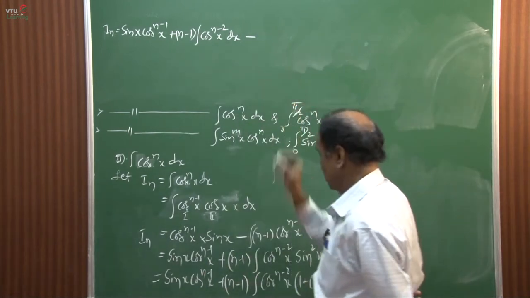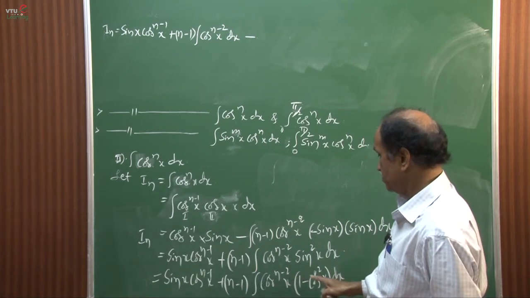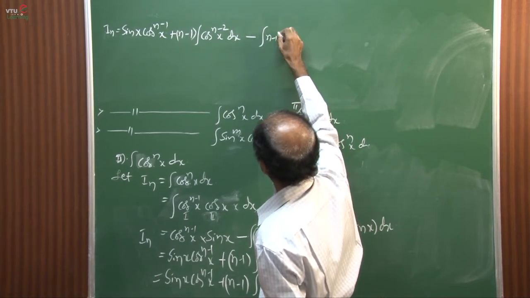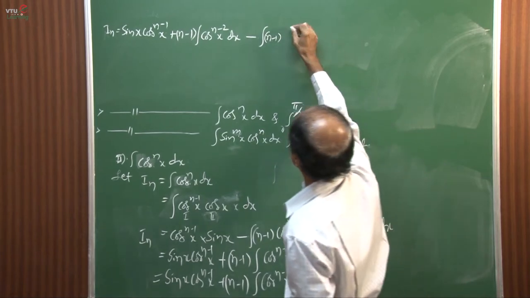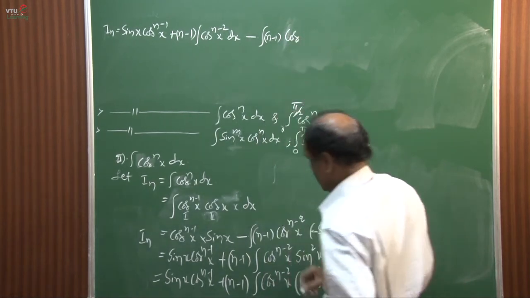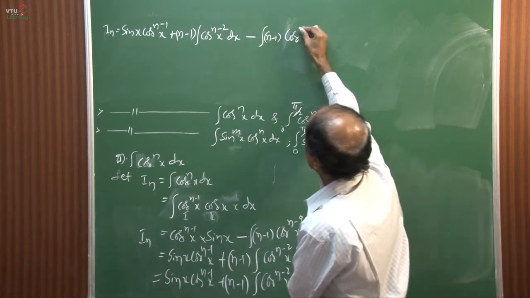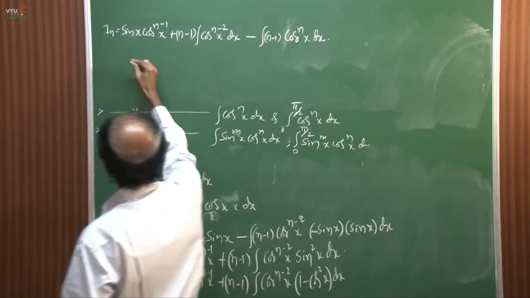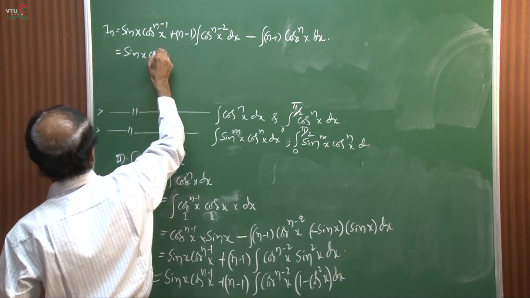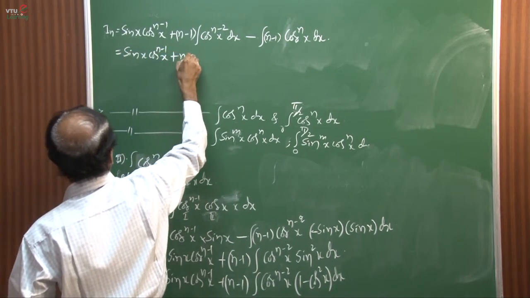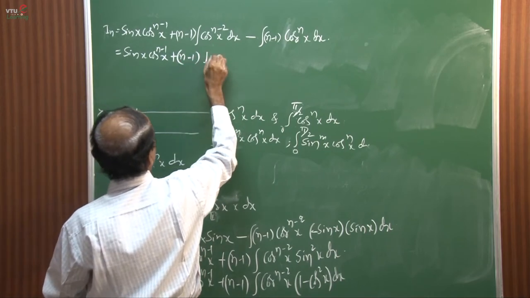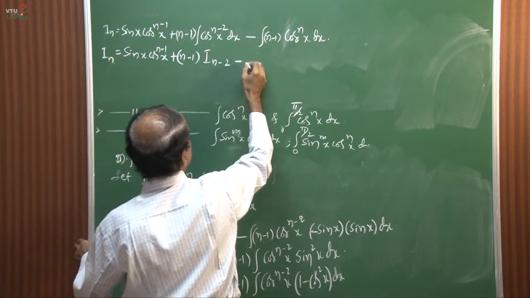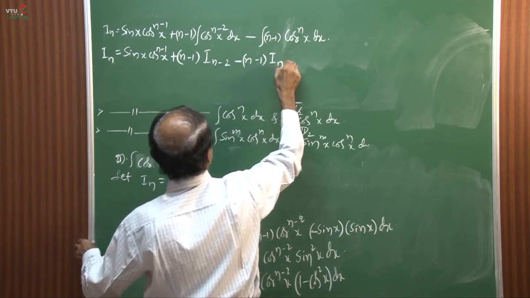Then minus of n minus 1 is multiplied along with this term to this cos square, that is along with integration, that is n minus 1, right, minus sign into cos to the power n minus 2 and plus 2, that becomes cos to the power n x, and then it is dx. That gives sin x cos to the power n minus 1 x plus n minus 1, this becomes I n minus 2 and I n, and this becomes minus of n minus 1, this is I n.